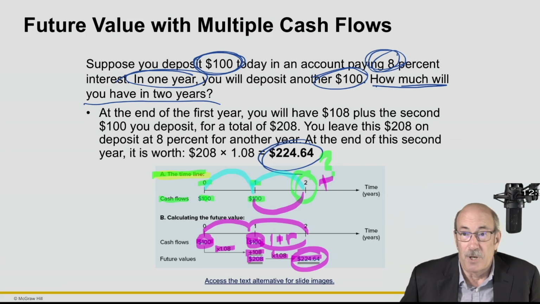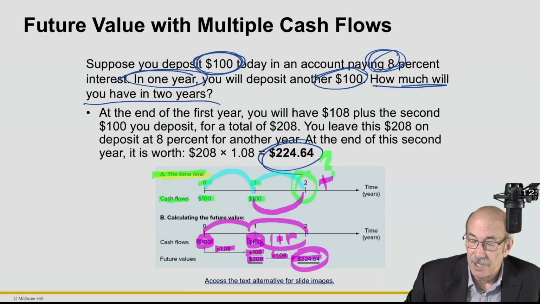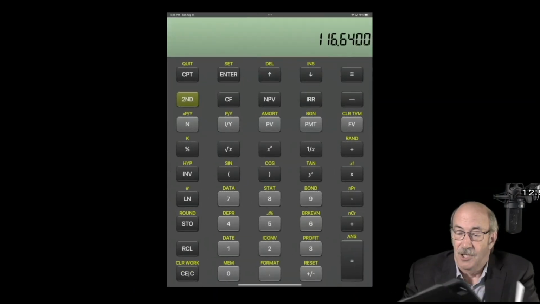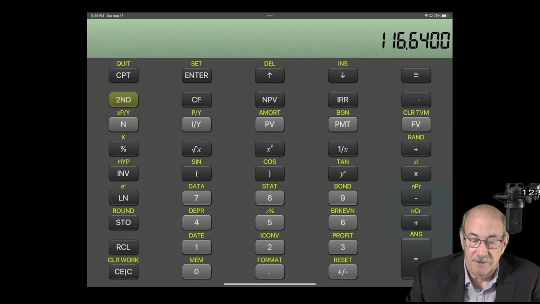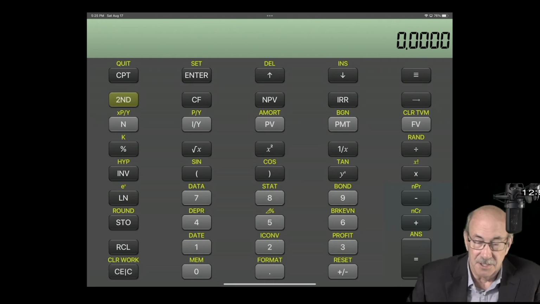And by the way, there's actually even a simpler way to do this, and that would be to use the calculator, using some of the time value of money function keys. So what I could do is, now this is going to be a little more difficult initially, at least for you. So let me go back.